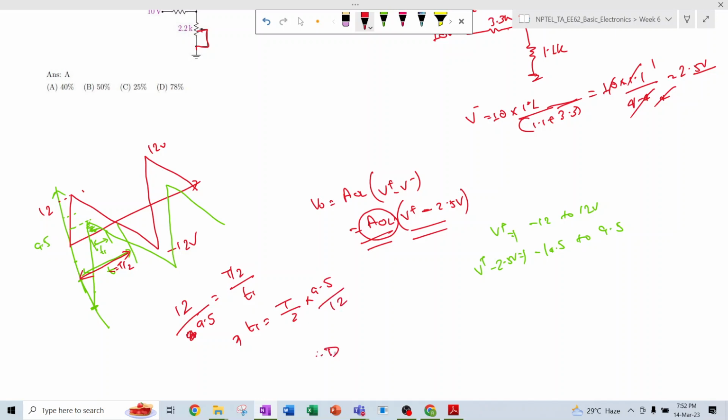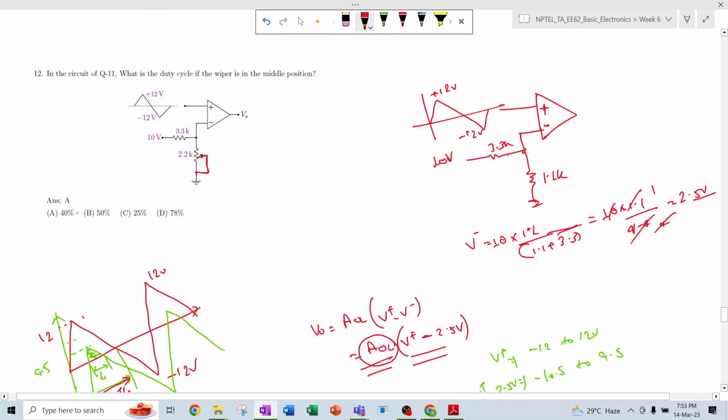So the duty cycle D is equal to T1 divided by the total time period T into 100%. Putting in T by 2 T into 9.5 divided by 12 into 100%, T cancels out. That means this is 950 divided by 24 percent, which is near about 40%. So the correct answer will be 40%.